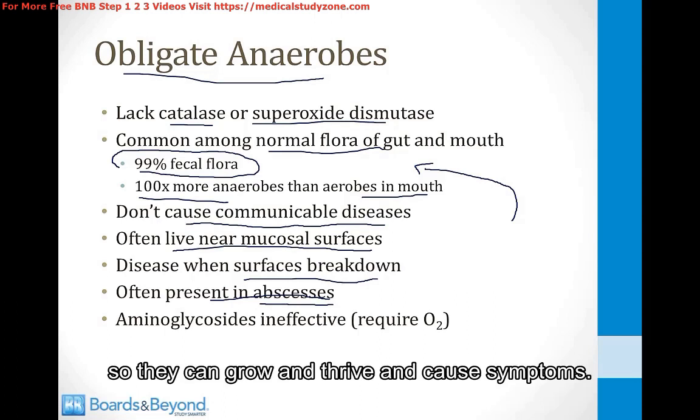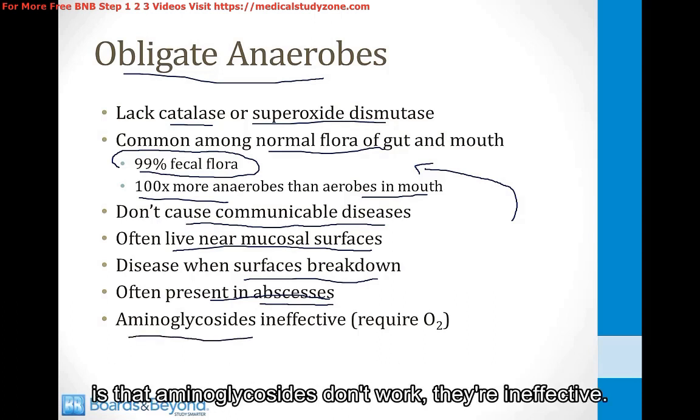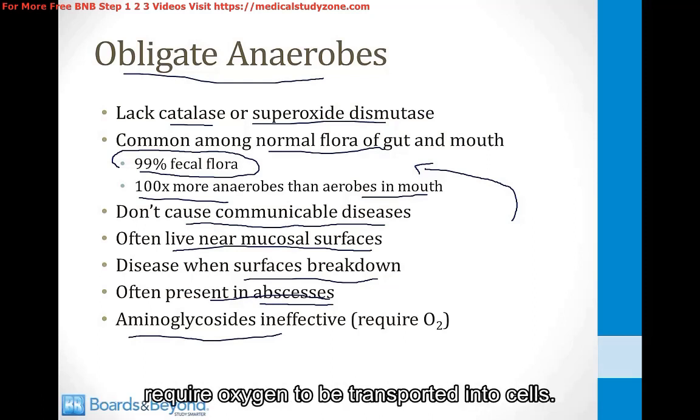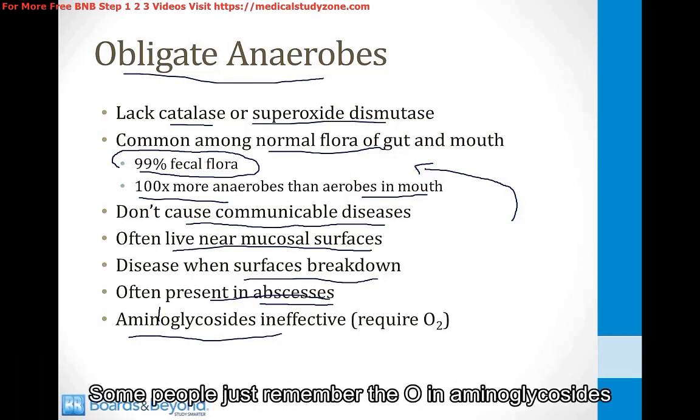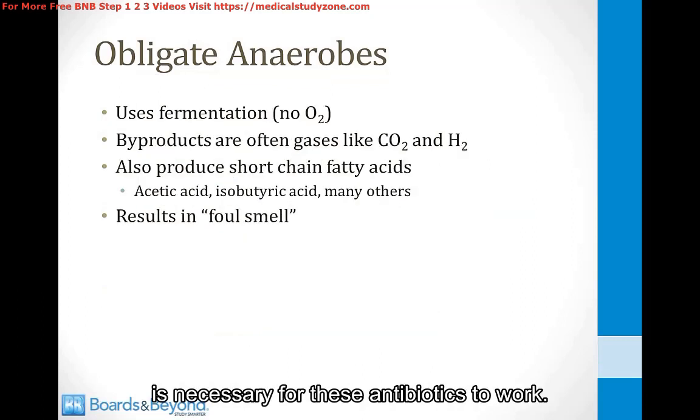Another high-yield thing to know about anaerobes is that aminoglycosides don't work. They're ineffective, and that's because aminoglycoside antibiotics require oxygen to be transported into cells. Some people just remember the O in aminoglycosides for O2 to remind them that oxygen is necessary for these antibiotics to work. Obligate anaerobes use fermentation to make their ATP.